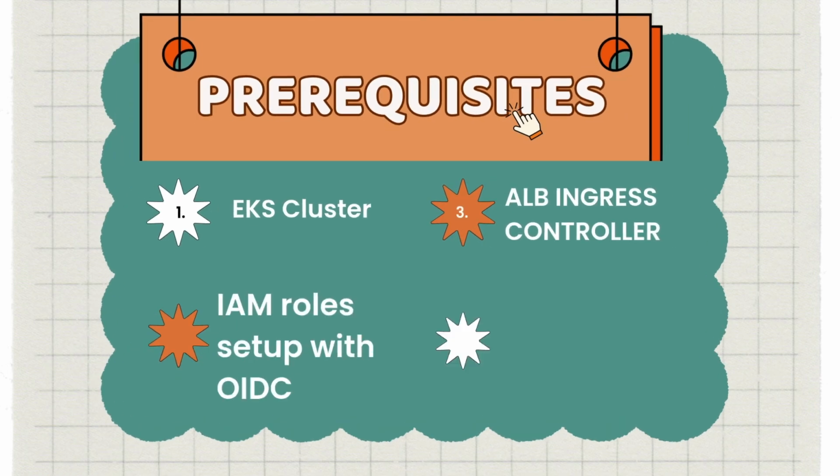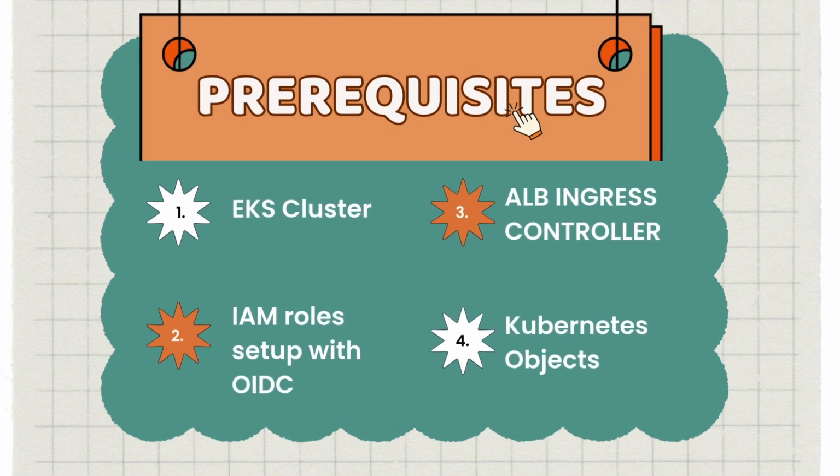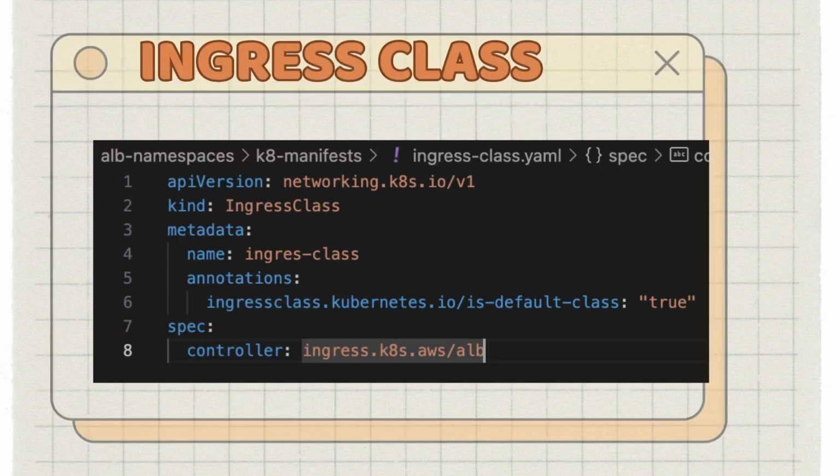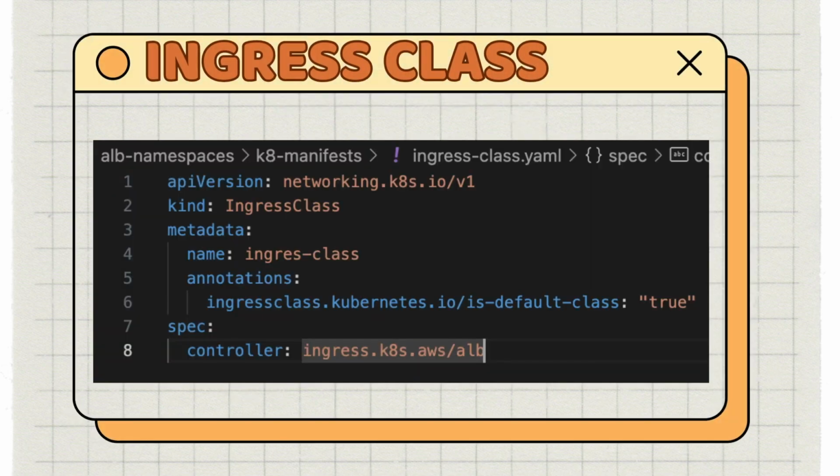The prerequisites for this video are: we need an EKS cluster, then we need to set up IAM and OIDC for the controller to work with AWS APIs, then we need to install the ALB Ingress controller on EKS, and then we need to create the Kubernetes objects like deployments, ingress, namespaces, and services. Let's understand the important manifests that we will be using for this implementation.